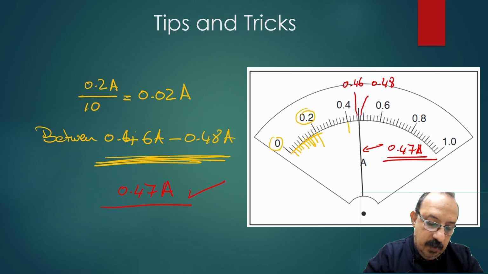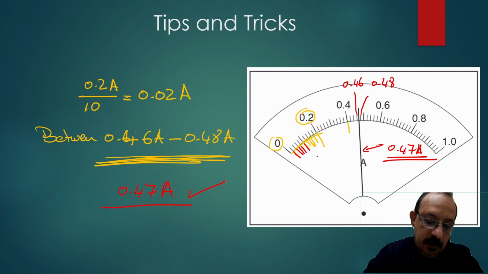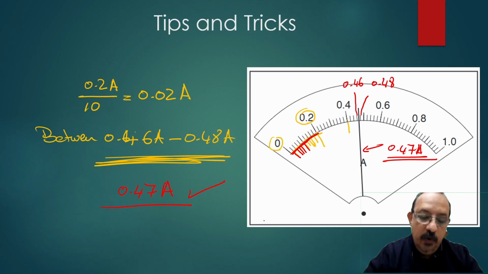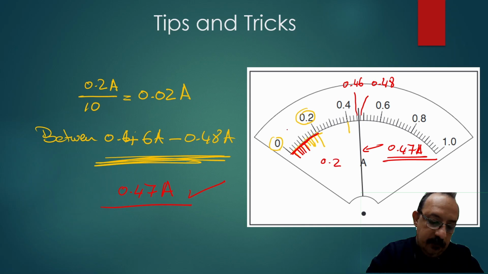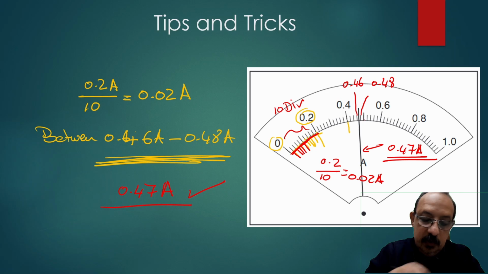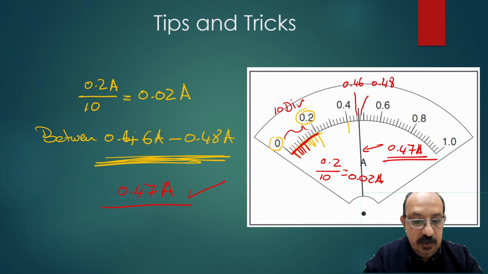We calculate how much a small scale division is. How do we do that? We see 2 marked scale points, the difference between them is 0.2. How many divisions? We have 10 divisions. Then 0.2 divided by 10 is equal to 0.02 amp. And then we do the counting. Very simple, okay, and straightforward.